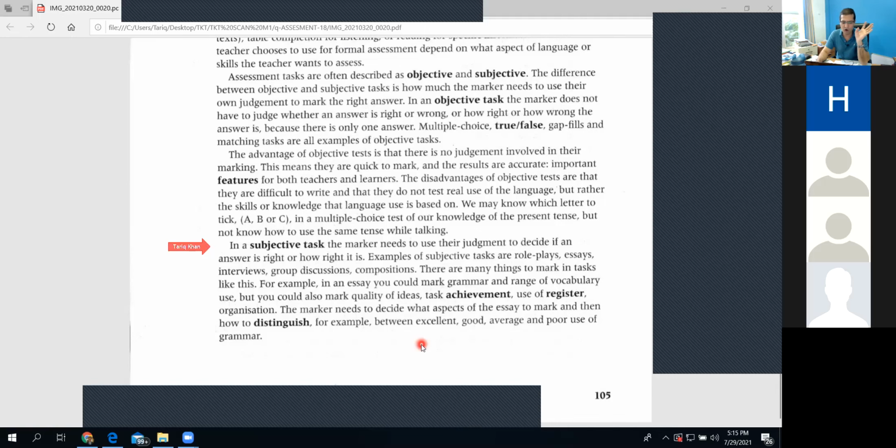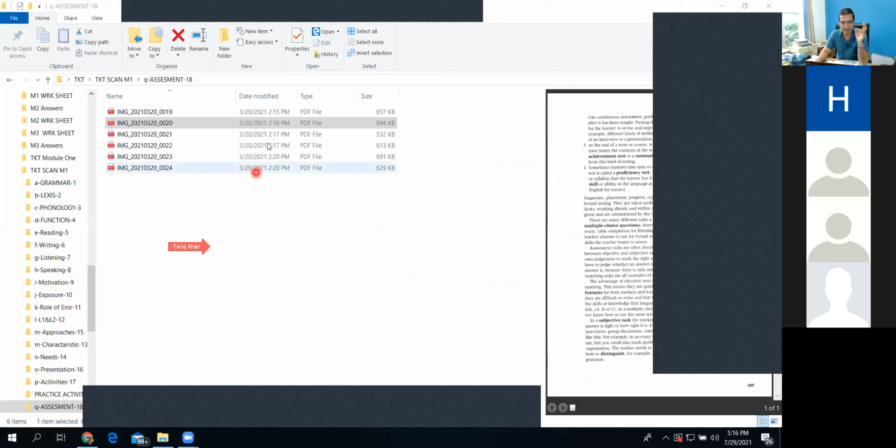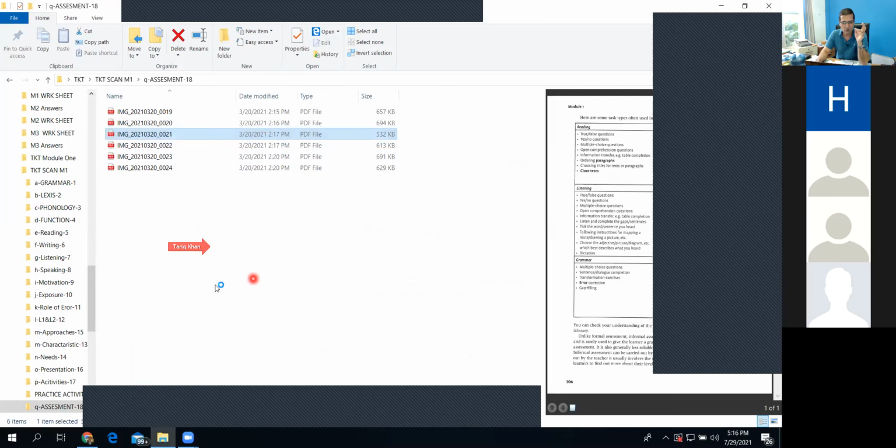Right. So subjective, objective, they are clear. So we will go to the next page. Detail of that you can go through and see. Okay. But the key point needs to be clear in your mind.